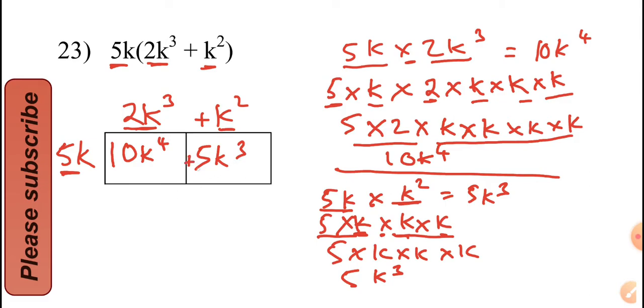And it's positive. So the final answer is 10k to the power of 4 plus 5k cube. So why are we doing so many questions? The more questions you practice, the better you become at doing this, and hopefully you will not make any mistakes. So this is the final answer.